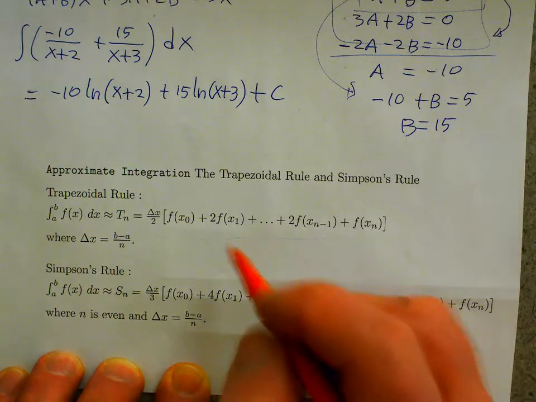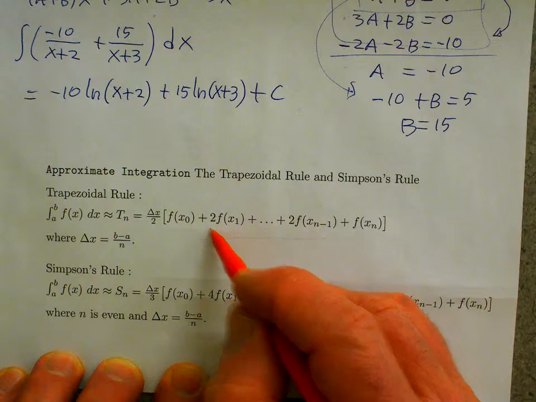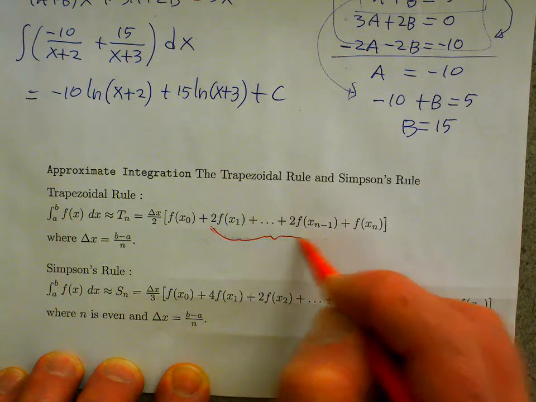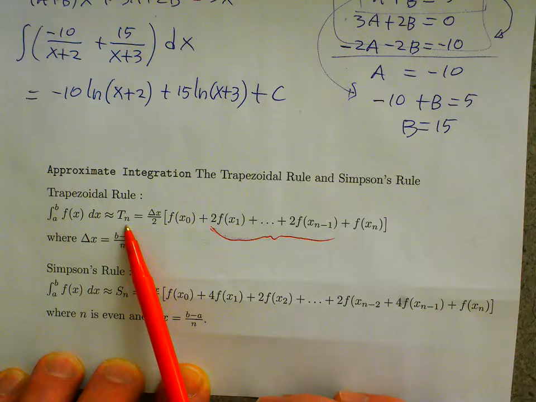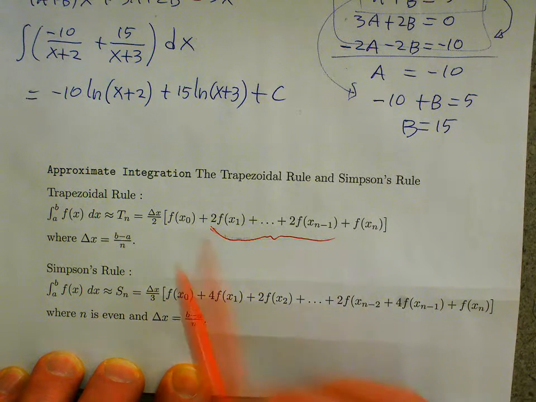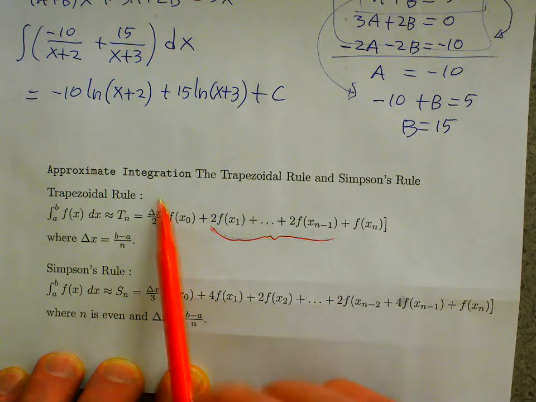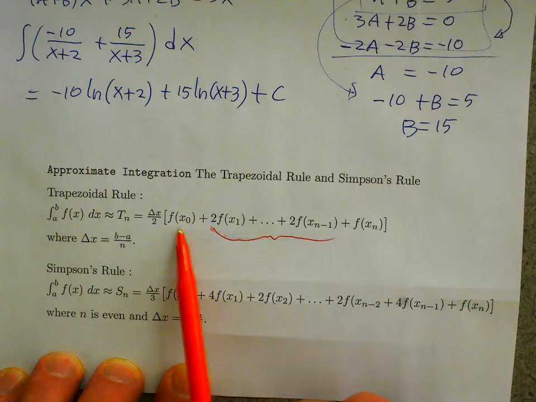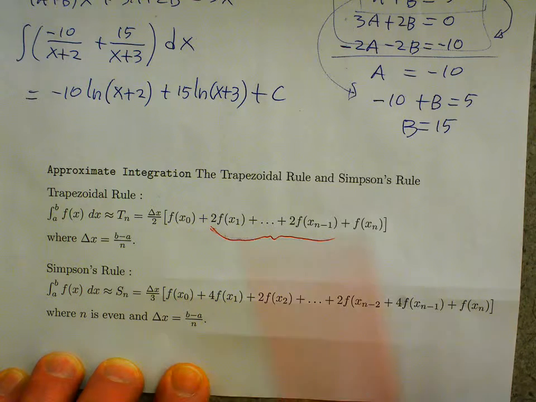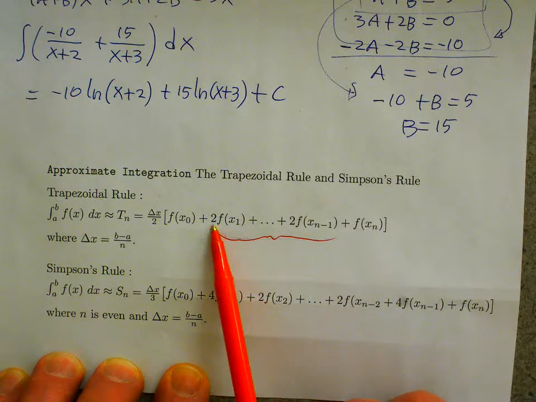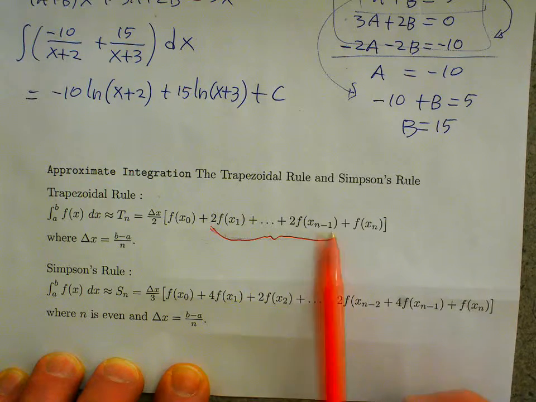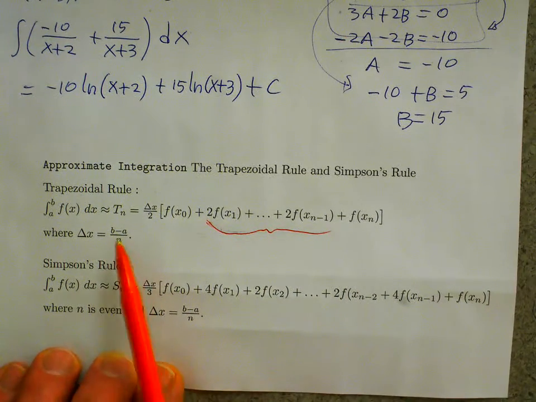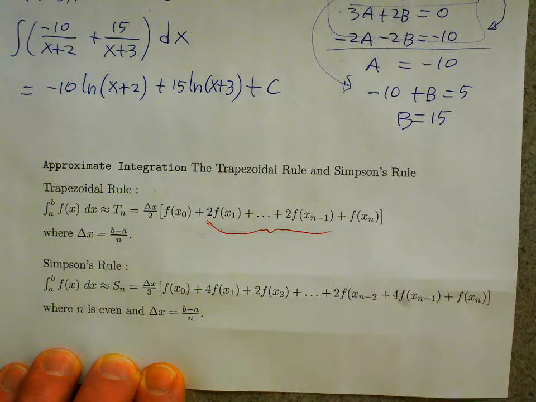So the thing to remember here when using the trapezoidal rule, n can be odd or even. It doesn't matter if it's an odd number or an even number. And then outside of the parentheses is delta x divided by 2. With the exception of the first term and the last term, the other terms have a constant factor of 2. And then delta x is b minus a divided by n, as usual.